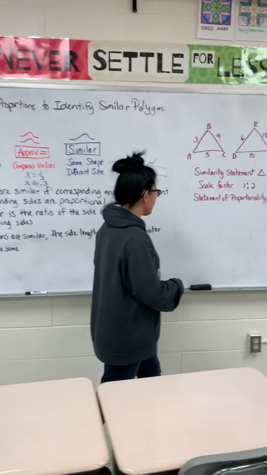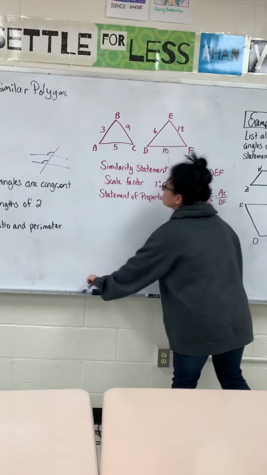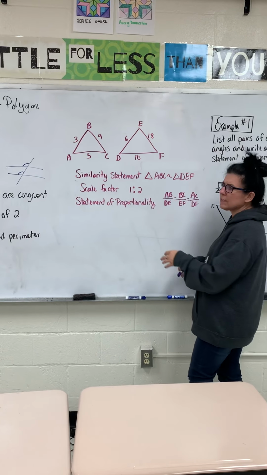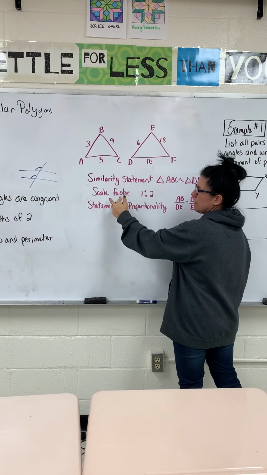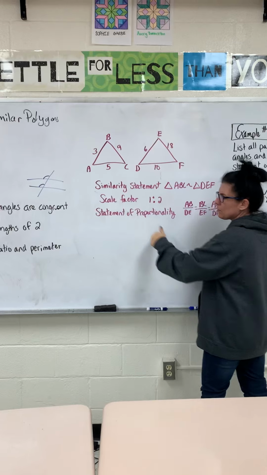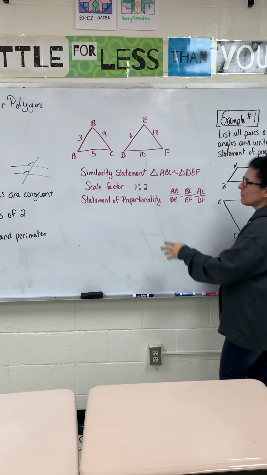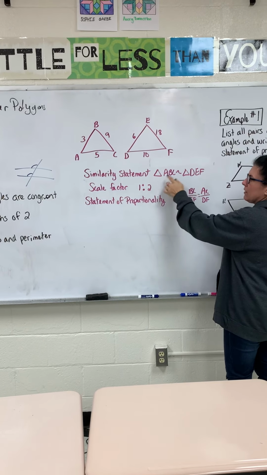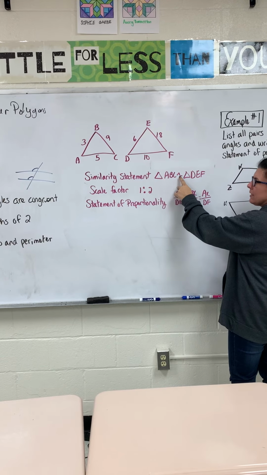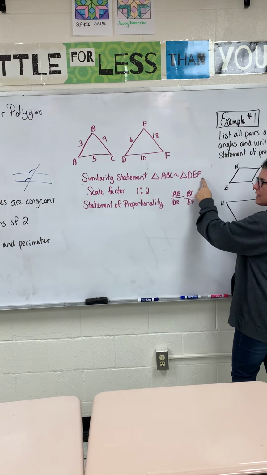Here's some important vocabulary for you to understand. You need to understand the difference between a similarity statement, a scale factor, and a statement of proportionality. A similarity statement looks like this. This says triangle ABC is similar to triangle DEF.